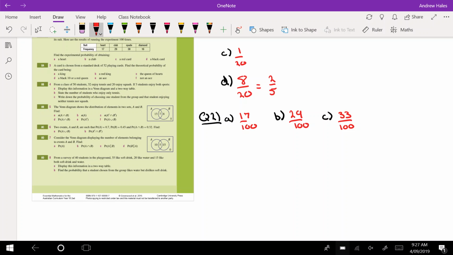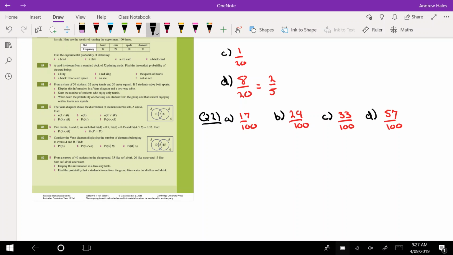Okay. And then a black card, well, again, you have one or two ways. In a deck, you either have black or red cards, so you could count up the number of black cards divided by 100, or you take 33 over 100 away from 1. It's up to you, but either way, you get 57 out of 100.